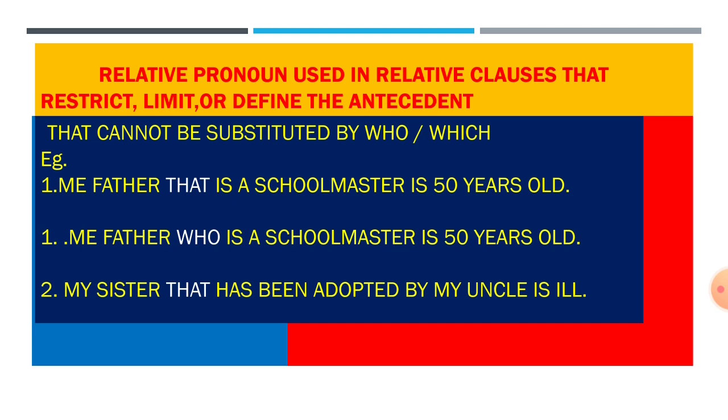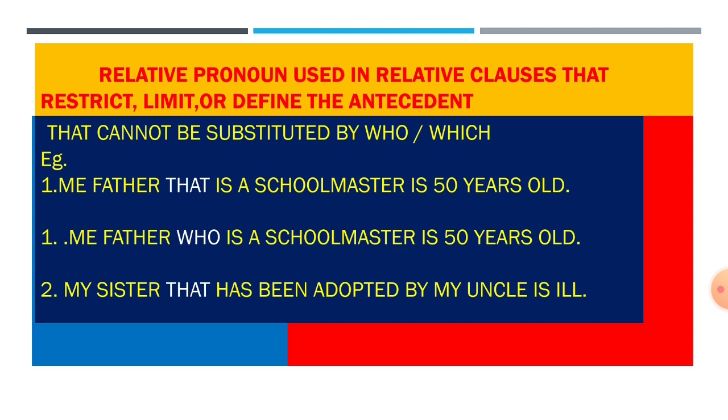My father, that is a schoolmaster, is 50 years old. That is actually wrong. It should have been: my father, who is a schoolmaster, is 50 years old. So "that" is used only in a particular sense, that is, in the restrictive sense.